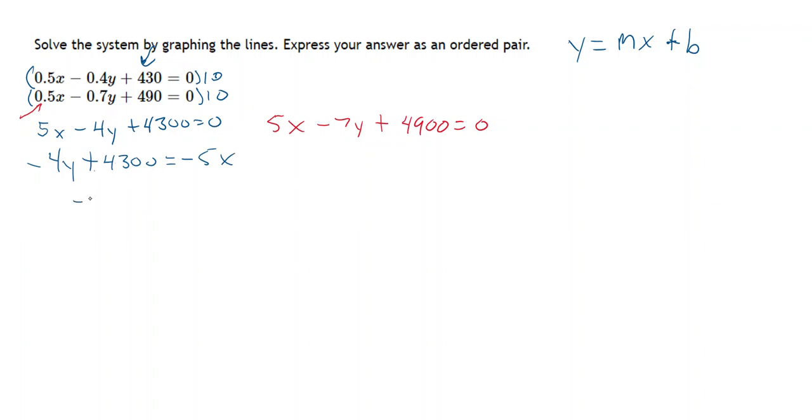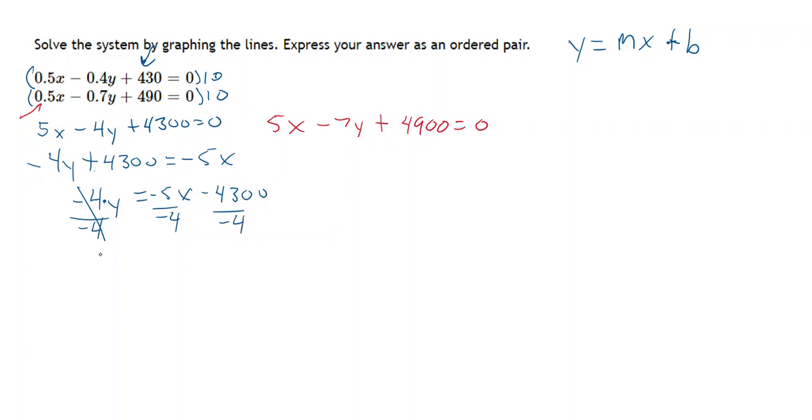Okay, so now I've got negative 4y is equal to negative 5x minus 4,300. And then from here, make sure you don't add 4. That's a common mistake, because right now we have negative 4 times y. So we're going to divide both sides by negative 4. And when I say divide, we have to divide each term by negative 4.